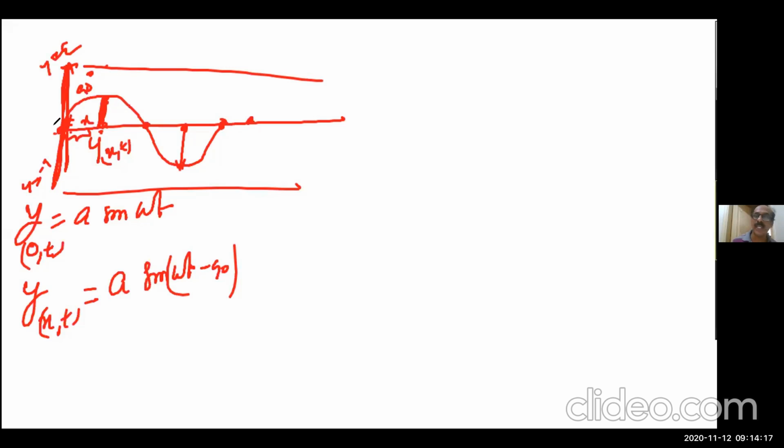Yes, sir. With respect to him, 90 degrees is behind. With respect to him, 180 degrees behind. With respect to him, 270 is behind. With respect to him, 360 is behind. Isn't it? So when we come towards the positive x-axis, the phase is decreasing, right? So here we can write the formula: sine omega t minus phi.